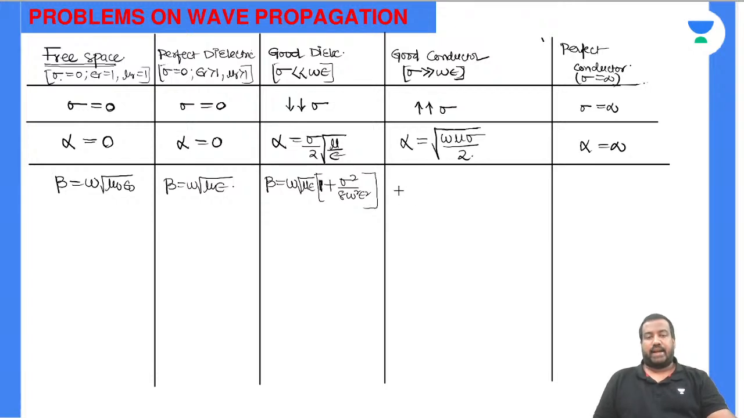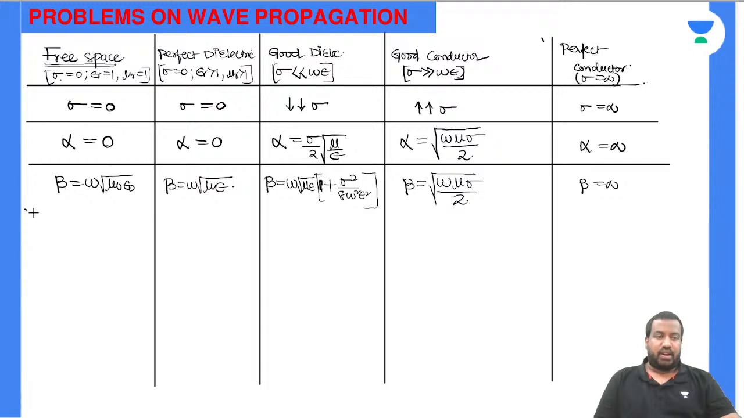Next, for good conductor, beta is under root of omega mu sigma by 2, because in good conductor, alpha and beta are the same. So what do you get here? Sigma is very large value, so beta is also large. Perfect conductor, infinity.